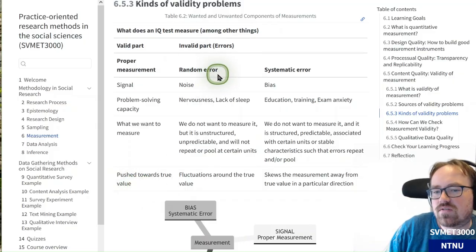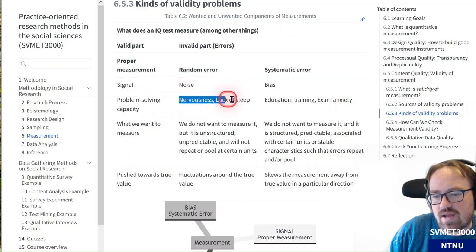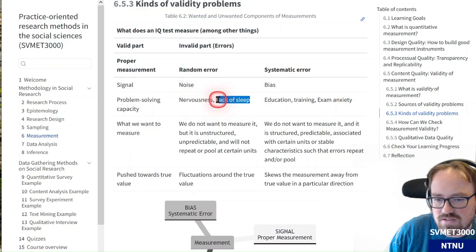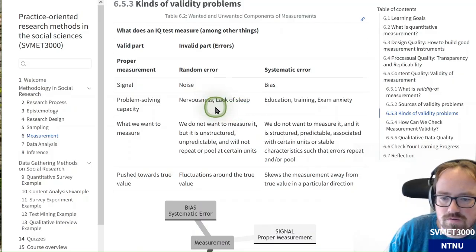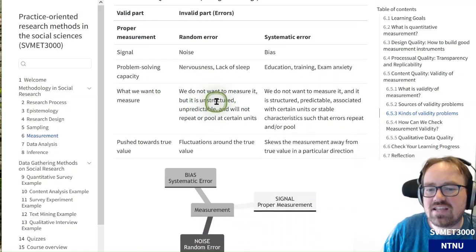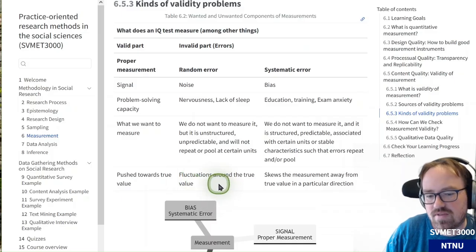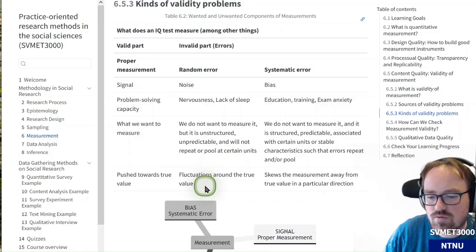However, we have this random error here as the first invalid part that we also call noise. For instance, that may be that certain participants are very nervous, or other participants slept too little, maybe also because they were nervous. And that's something we don't want to measure. But luckily, it's unstructured, unpredictable, and will not repeat or pool at certain units. So we hope that it creates fluctuations around the true value.